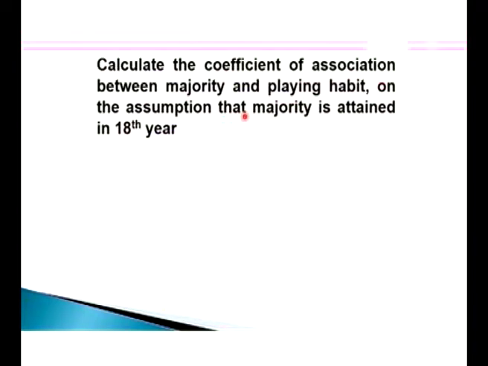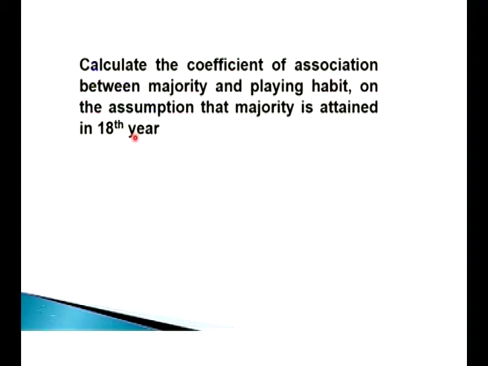What is the question? Find the coefficient of association between majority and playing habit. So, you have to define the attribute A as the number of students who are major. Who are major means 18 and above years of age, and playing habit, regular players or non-regular players, on the assumption that majority is attained in the 18th year. So, we will work out this problem.